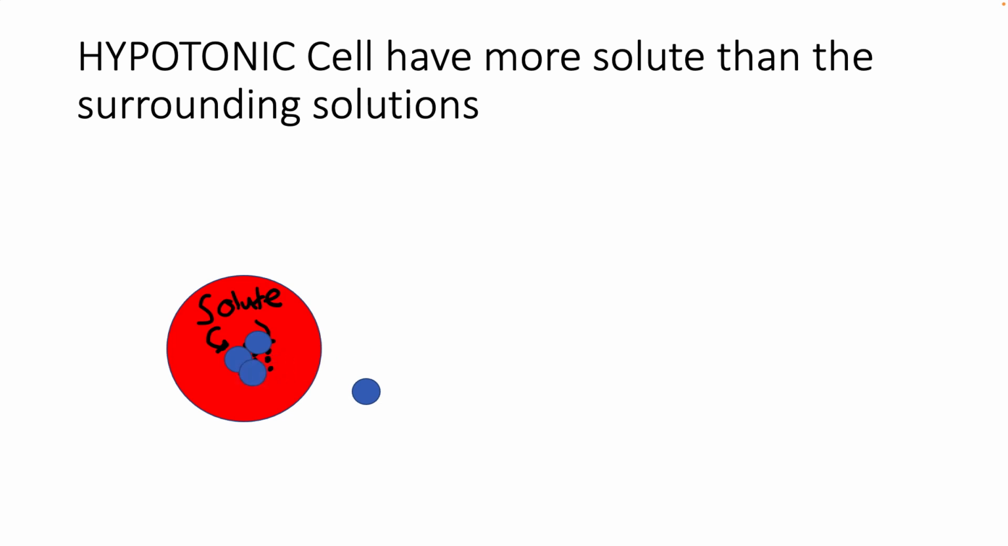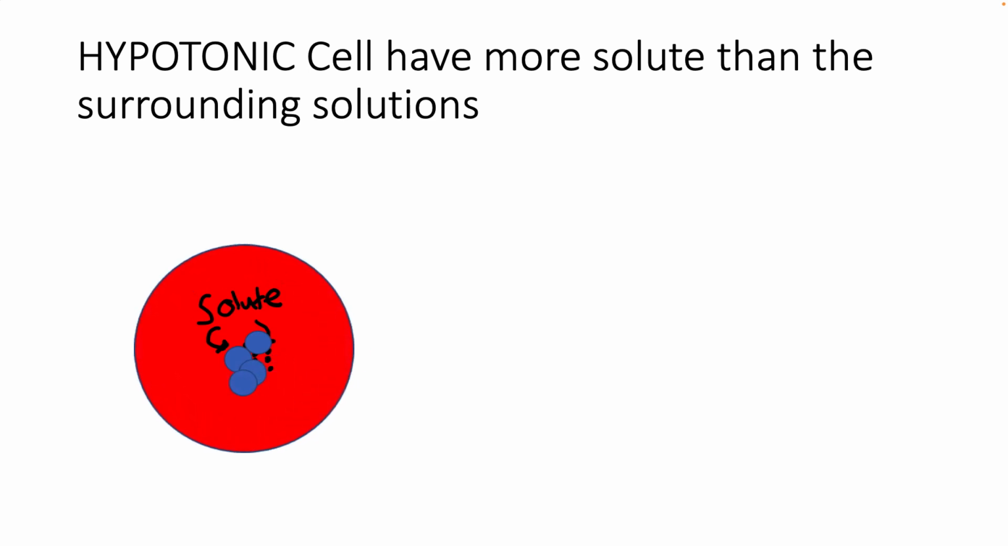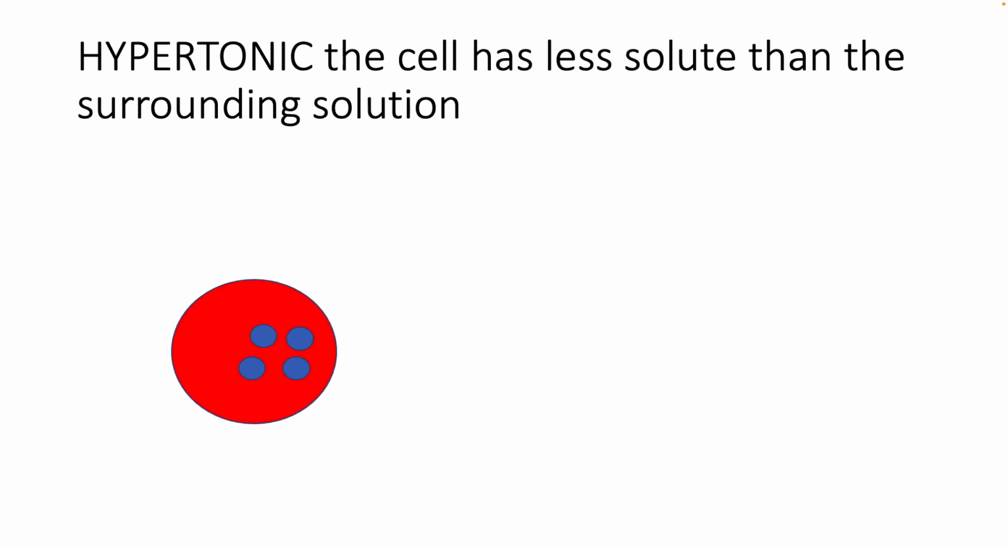And when water is rushing into the cells, that will cause the cell to swell. Now in the hypertonic, there is more solute or salt outside of the cells. As a result, the water will rush from the cell to the outside of the cells. And if water is being taken out from the cells, that will cause the cell to shrink.